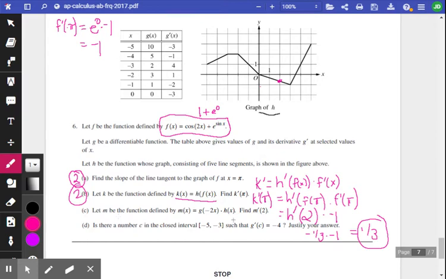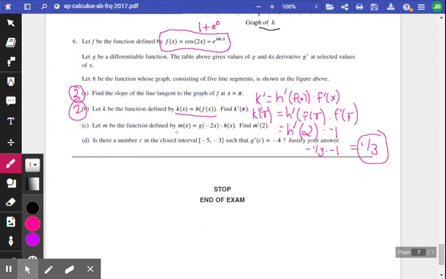Okay, let m be another function. Awesome. Okay, let m be the function defined by this. Now they're going to test you on product rule. Find m prime of 2.